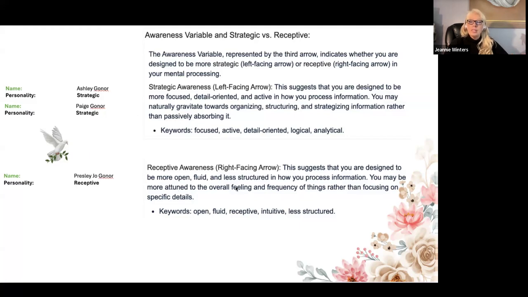Whereas Presley is receptive. This suggests that she is designed to be more open, fluid, less structured in how she processes information. Now, she's a projector. That's really important. You may be more attuned to the overall feeling and frequency of things rather than focusing on specific details. So her keywords are open, fluid, receptive, intuitive, and less structured. Remember, as a projector, she is here to guide people. She's not here to make major decisions and changes on her own. She's here to take in other people's energy. Literally, her energy shoots into a person, it projects in. She understands what the person is all about, what they're here for, and she's here to guide them.